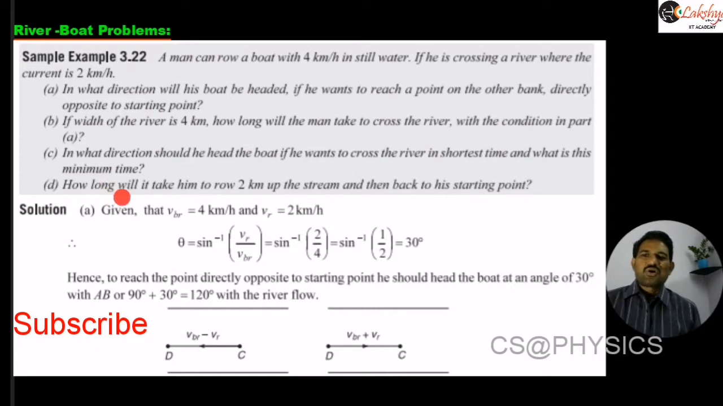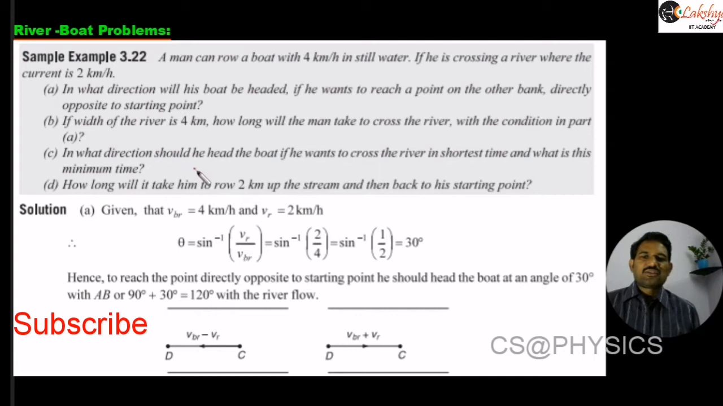And how long will the man take to row 2 kilometers up the stream and then back to his starting point? Whatever cases we discussed, almost all 3 cases are there in this problem. In the last class we discussed shortest time, shortest path, and up the stream and down the stream. So almost all 3 cases are there here, right?